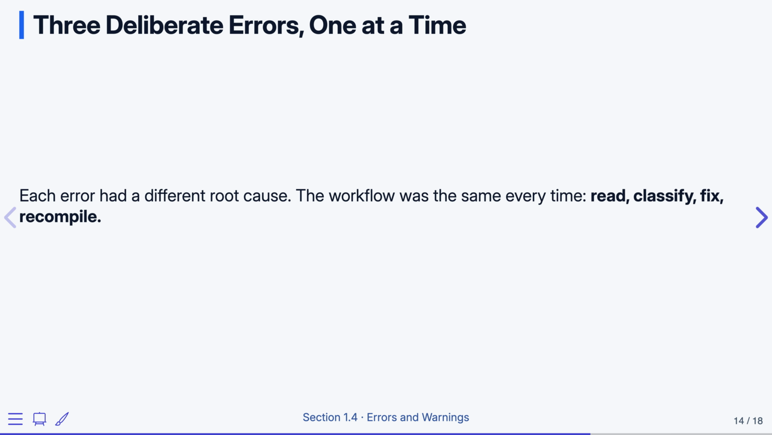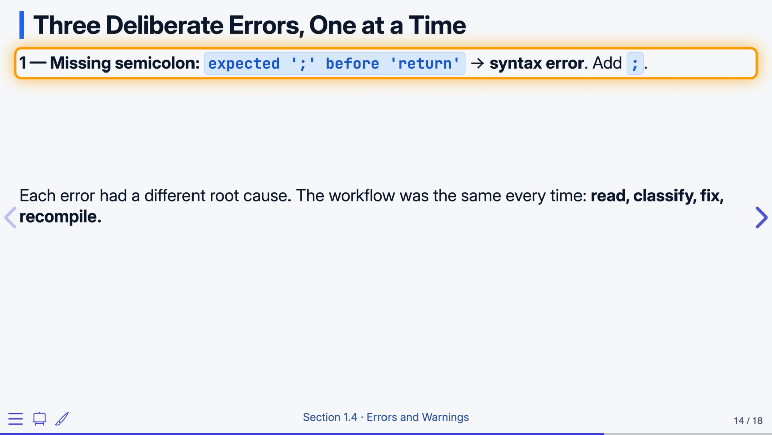Now let's make 3 different errors one at a time. We compile each version, read the message, name it, and fix it. Error 1, a missing semicolon. It gives expected semicolon before return. That is a syntax error. Fix it by adding the semicolon.